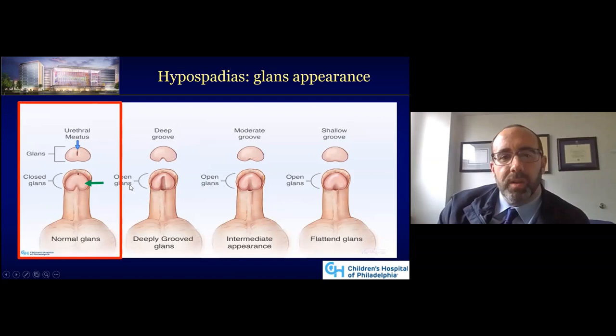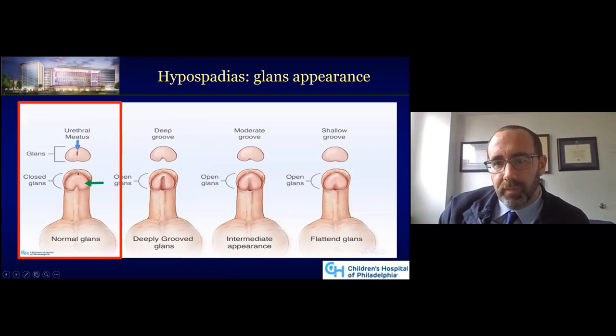Then as you go from left to right, what you're seeing is a progressively more severe form of hypospadias. Specifically, what I'm getting into with this is the appearance of the glans, from a more normal, conical shape like you'd expect in a boy without hypospadias, to this flattened, amorphous appearance with no real groove for a patient with more severe hypospadias.